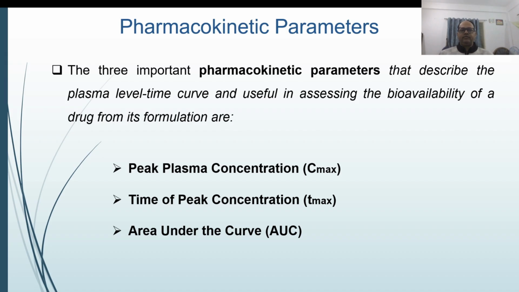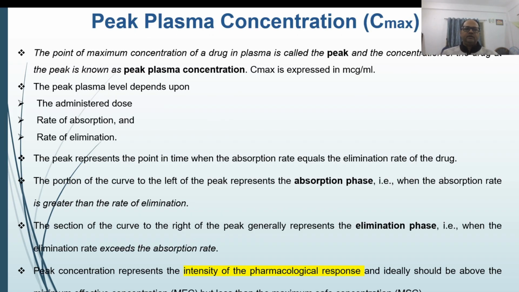First one is pharmacokinetic parameters. The three important pharmacokinetic parameters that describe the plasma level, time curve, and useful in assessing the viability of the drug from the formulation. So they are peak plasma concentration, that is Cmax, time of peak concentration, that is Tmax, and area under curve. So three parameters. So coming to first, peak plasma concentration, that is called as Cmax. The point of maximum concentration of drug in the plasma is called as peak, and the concentration of the drug at the peak is known as peak plasma concentration. So it is expressed as Cmax, and the unit is microgram per ml.